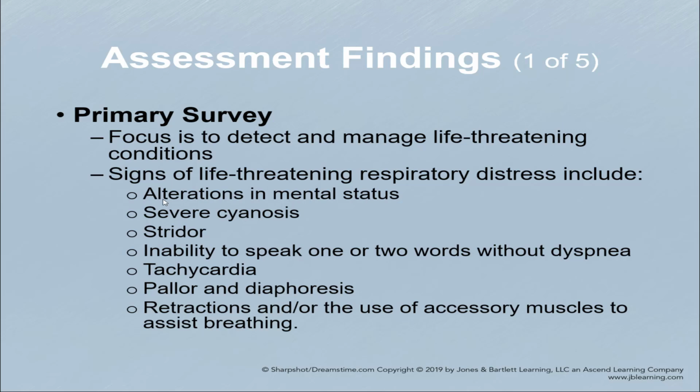So some signs of life-threatening respiratory distress in adults are as follows. Alterations in mental status, goes back to what I just said. Severe cyanosis. Stridor, remember what stridor is. That's indicative of an upper airway complication. Inability to speak one or two words without dyspnea. We call that 1 to 2 word dyspnea. Tachycardia. That's usually that dead giveaway, right? Pallor and diaphoresis. And then you can have retractions and/or use of accessory muscles to assist with breathing.